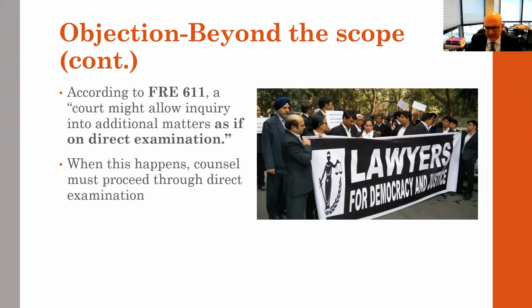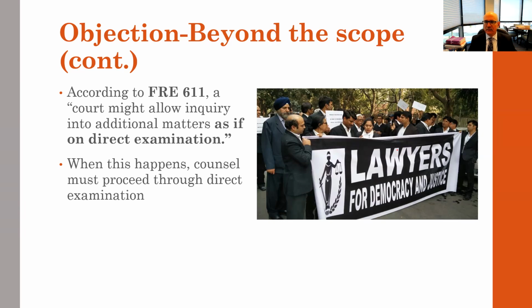Now, this is something useful to keep in mind. According to Federal Rule of Evidence 611, a court may allow an inquiry into matters outside the scope of direct examination. But when that happens, counsel has to proceed through direct examination. So if you have a prosecutor that is redirecting and exploring areas beyond the scope of direct, of course, that's objectionable in and of itself. But you may also have a prosecutor on cross, going beyond the scope of direct of one of your witnesses, and the court allows them to do that.